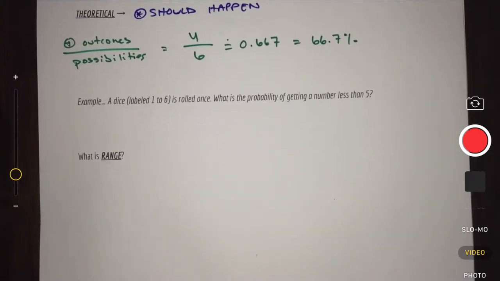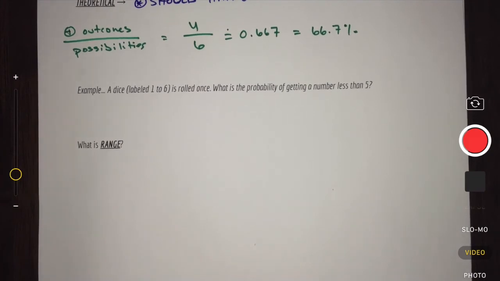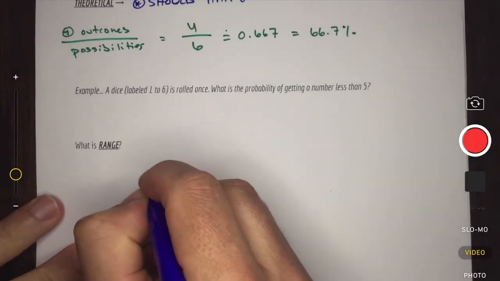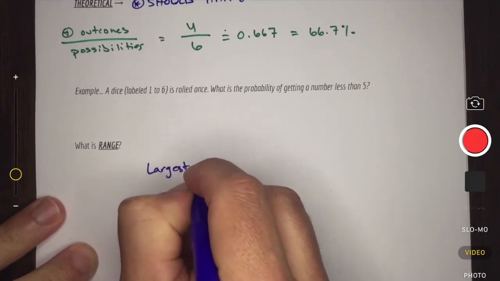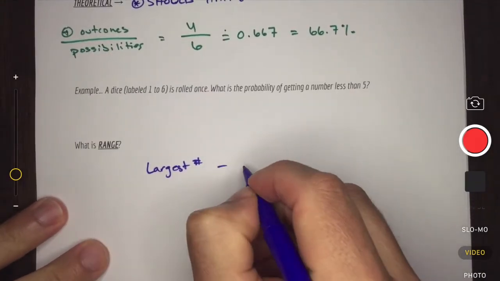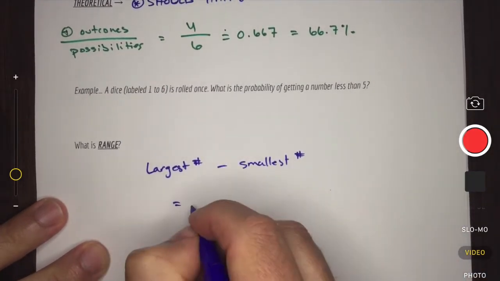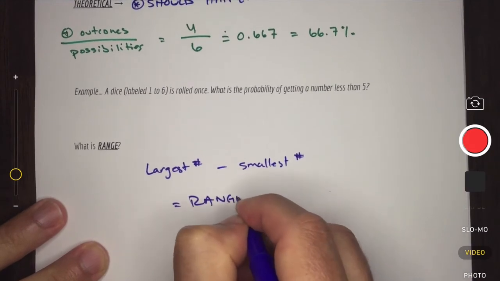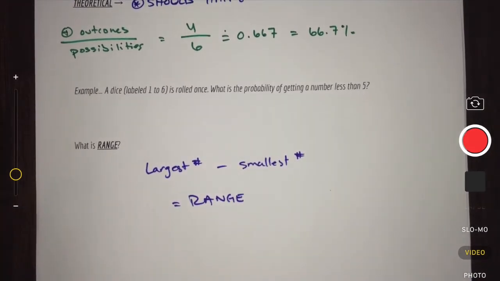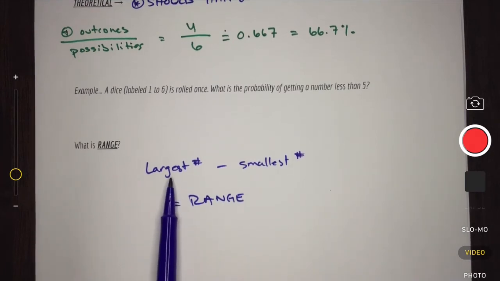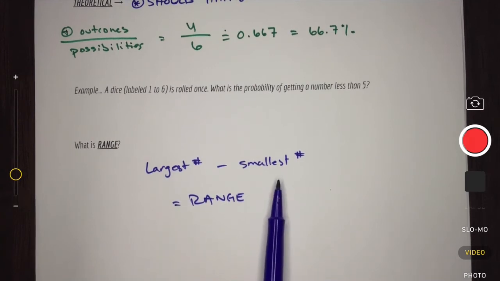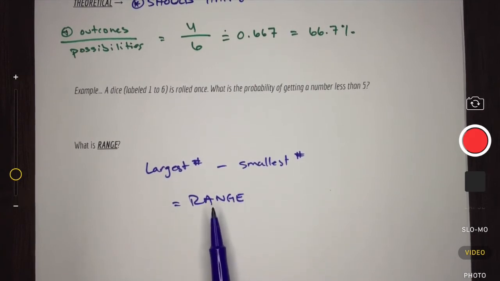Last thing we want to talk about, just before we do some examples, is this thing called range. When we're talking about range, we take the largest number that we have and subtract the smallest number that we have, and whatever the difference is, that is going to be our range. So if, for example, on a math quiz, someone in our class got 70% and someone got 100%, we can take the largest number, 100%, subtract the smaller number, which is the 70, so we could say that the range of marks was 30%, or 30 points.